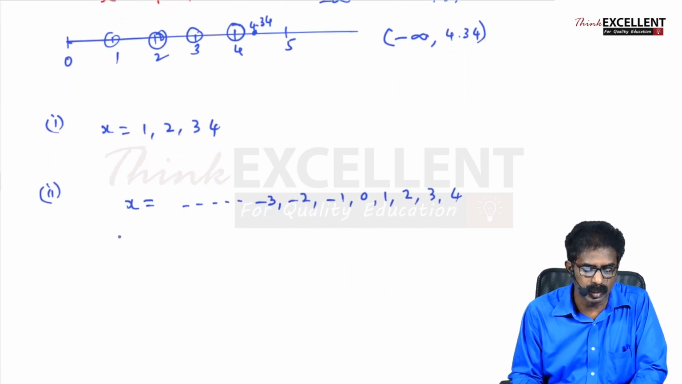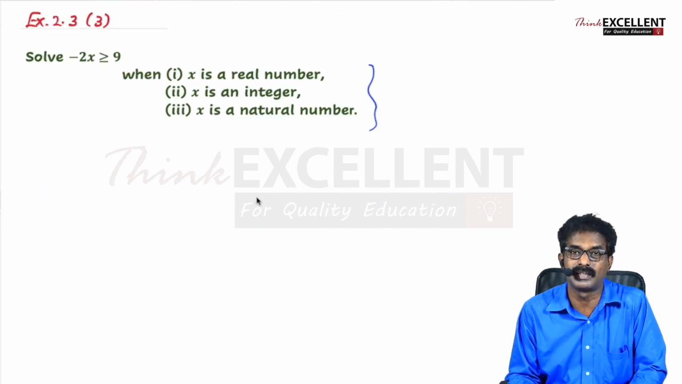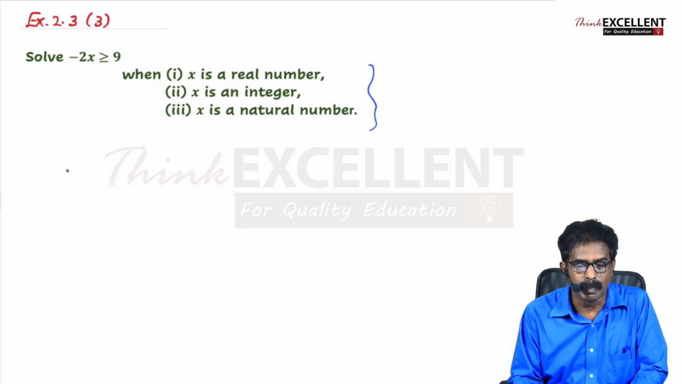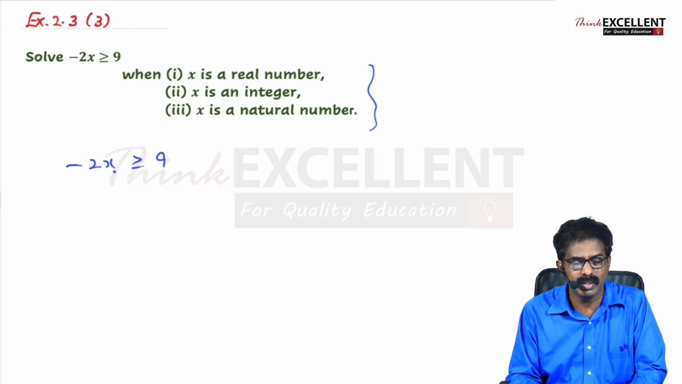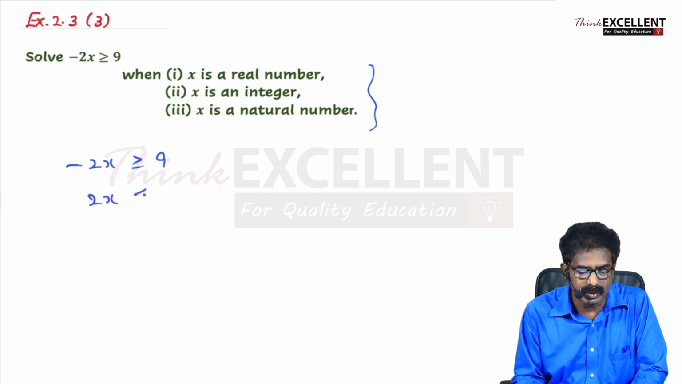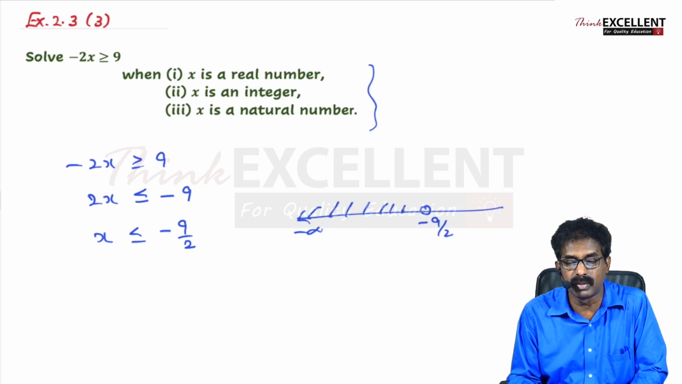So hope you understood how to denote. Now let's go for the third question. Here also see 3 parts. What's the question? Minus 2x greater than or equal to 9. So change the sign. Remember, when you change the sign, the inequality reverses. So 2x is less than or equal to minus 9, or x is less than or equal to minus 9 by 2. It is somewhere here, minus 9 by 2. Less than or equal to, so this portion will come.